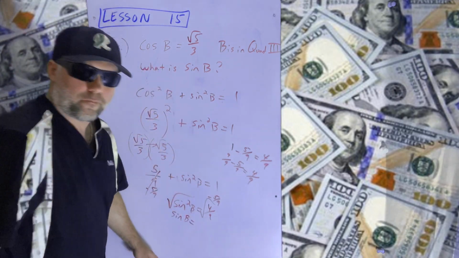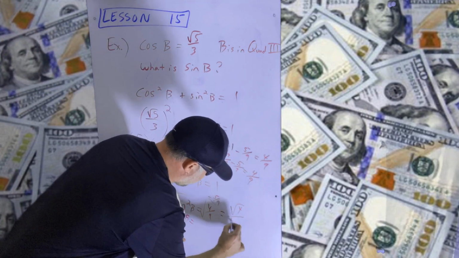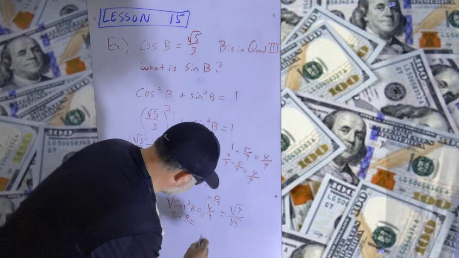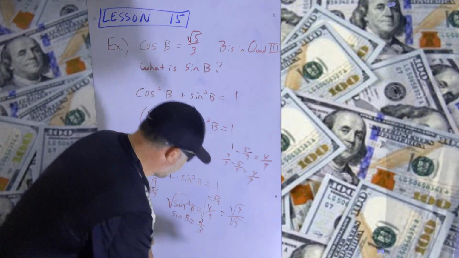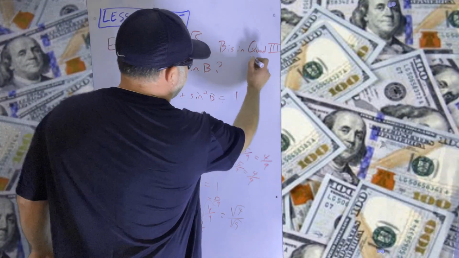When I square root 4/9, that's the same as square rooting the top and the bottom. So the square root of 4 is 2 and the square root of 9 is 3. So it's going to leave me with 2/3. But now I got to go back to this right here.